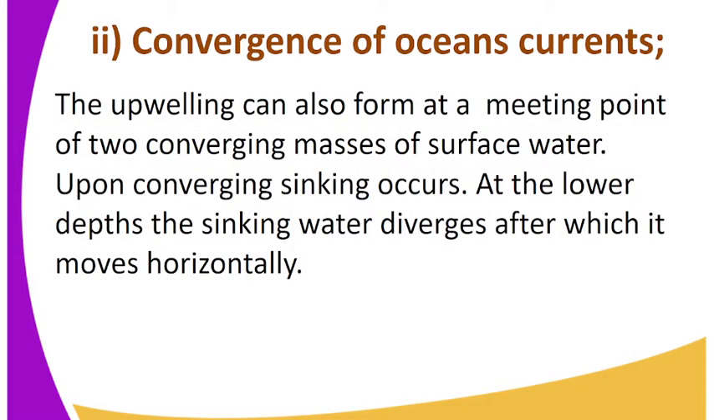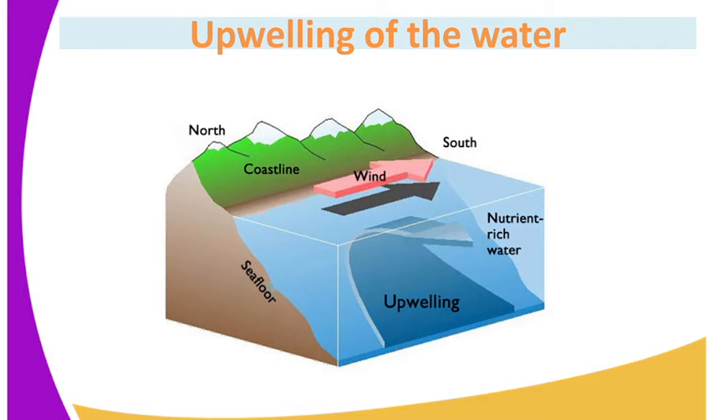The second factor is convergence of ocean currents. The upwelling can also form at a meeting point of two converging masses of surface water. Upon converging, sinking occurs. At the lower depths, the sinking water diverges, after which it moves horizontally. We can see a picture of upwelling of water, that is mixing of the bottom and the upside water.